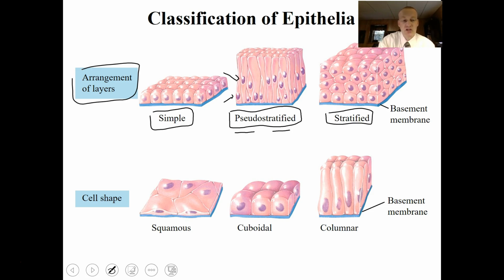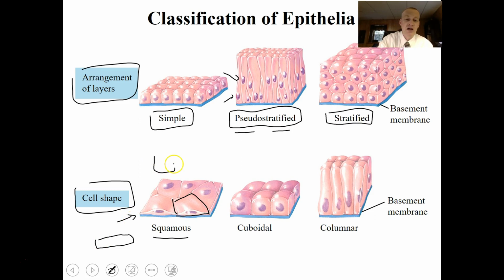Now you can have different cell shapes. You can have a squamous or scale-like shape, and that's typically from a top view. So you can see it kind of looks like a scale from the top view. From a side view, though, you're going to be really super thin. These cells are really super thin from a side view, but from a top view, it gives you almost like a scale-like effect. These cells will look like scales. So that's a squamous or scale-like shape.